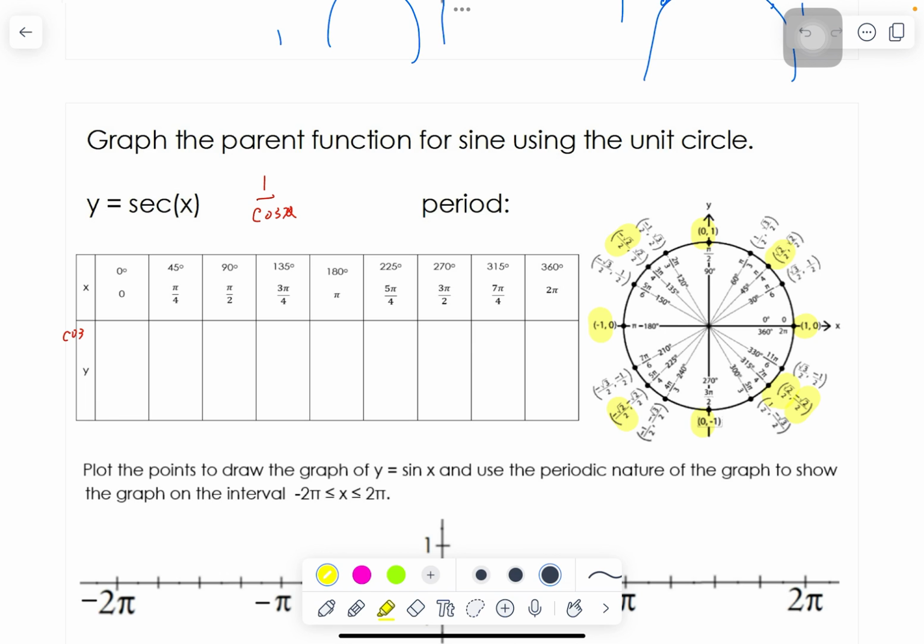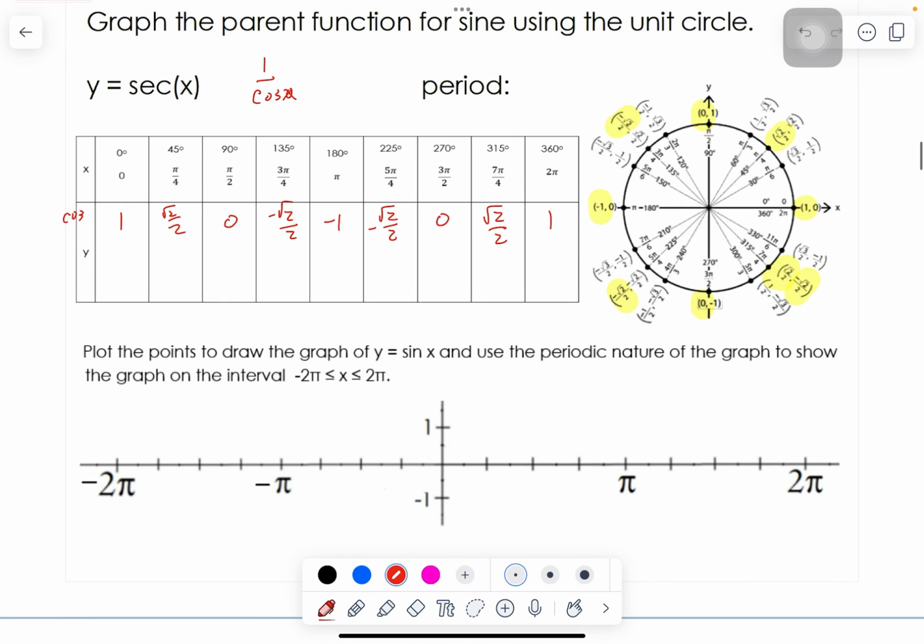X, not y. So when I go through the cosine, I got 1, 0, negative 1, 0, and 1. And in between there, I got the square root of 2 over 2, negative square root of 2 over 2, still negative square root of 2 over 2, and the square root of 2 over 2. So when I go to my graph for cosine, I'll start at 1. At pi over 2, I end up at 0. Negative 1, 3 pi over 2, I got 0, and then I'm back up to 1. So just like this, except it doesn't start at 0, it starts at 1.